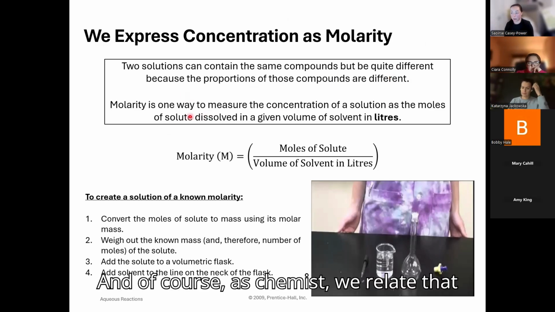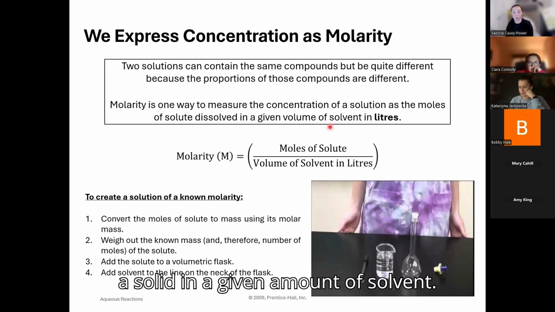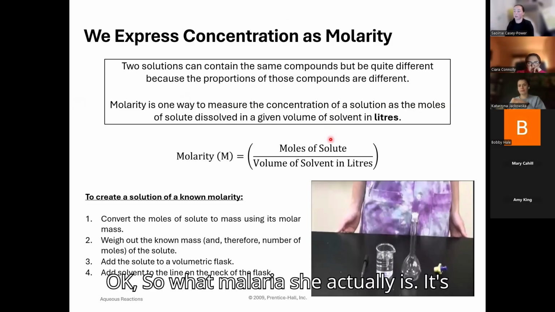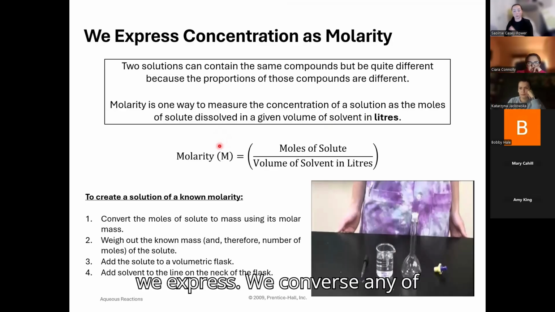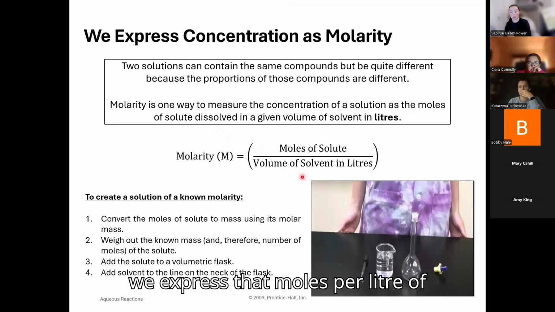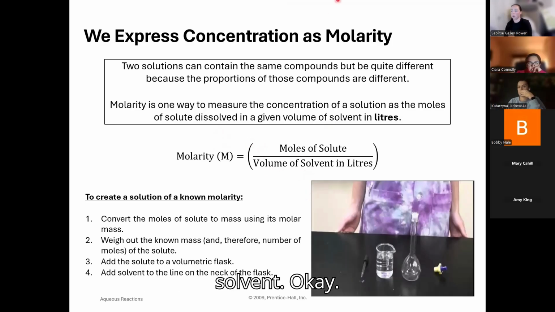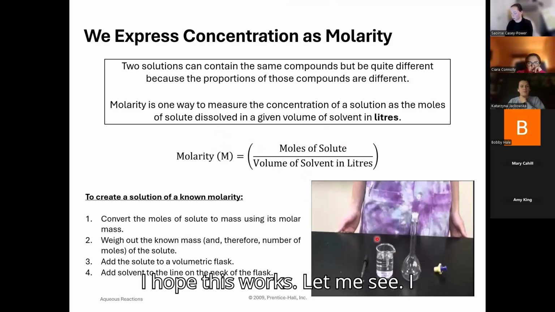And of course, as chemists, we relate that back to the amount, the moles of a solute in a given amount of solvent. So what molarity actually is, is an expression for concentration. We convert any grams of a solute into moles, and we express that as moles per liter of solvent. So how we'd actually normally do this, and I hope this works.